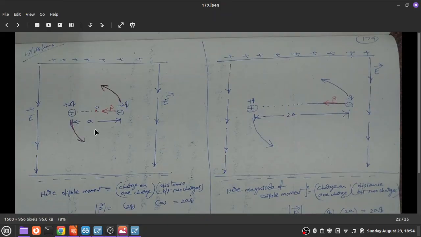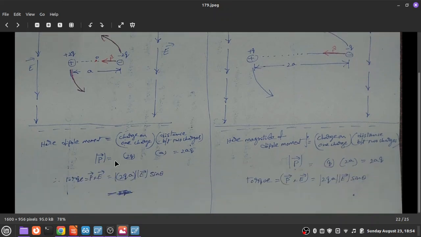Here two cases are shown. In one case, we have taken a dipole where the positive charge is 2q and the negative charge is minus 2q. The distance between them is a only. For this case, you will find the dipole moment to be the charge of one charge multiplied by the distance between the two charges. The charge is 2q and the distance is a, so the dipole moment is 2aq. Therefore, torque is P bar cross E bar, equal to 2qa E bar sin theta.